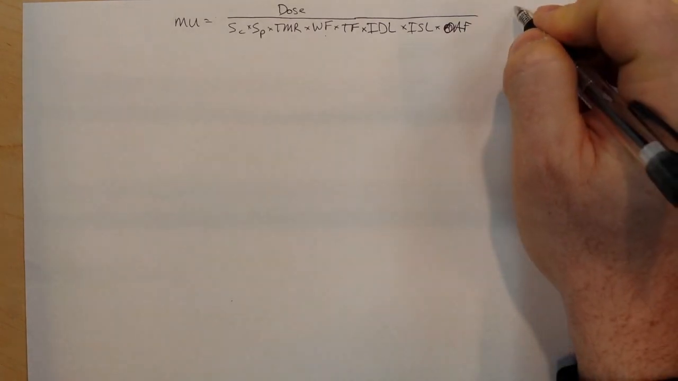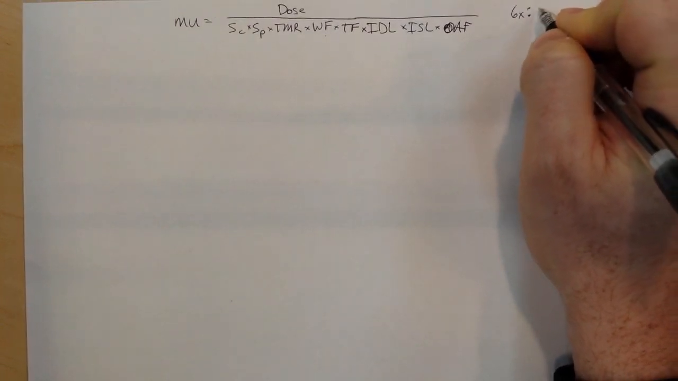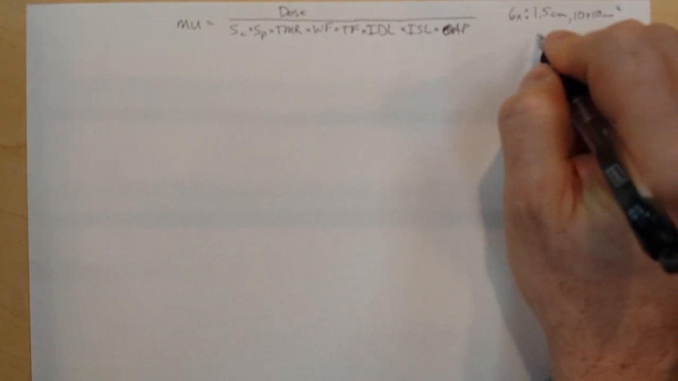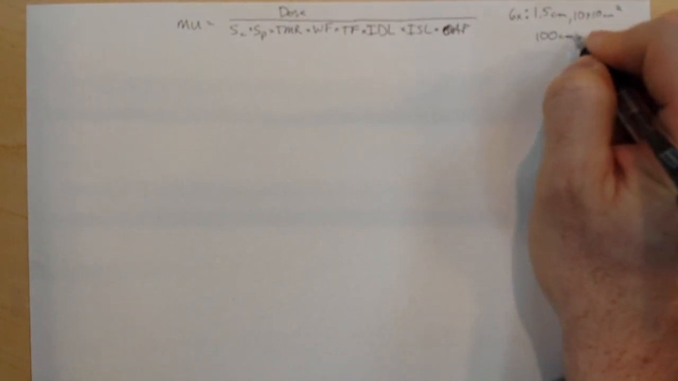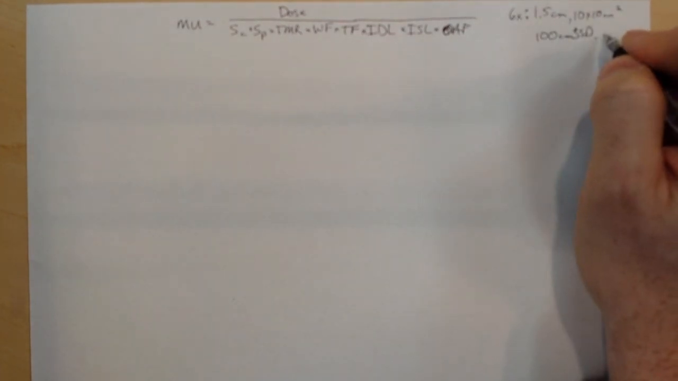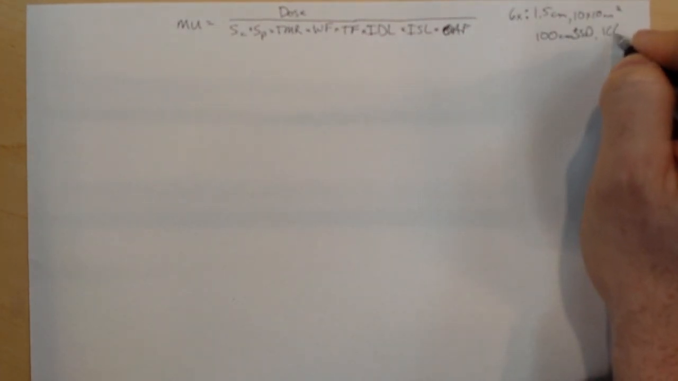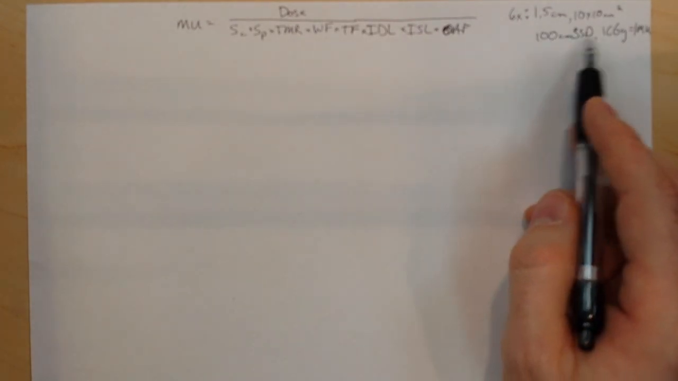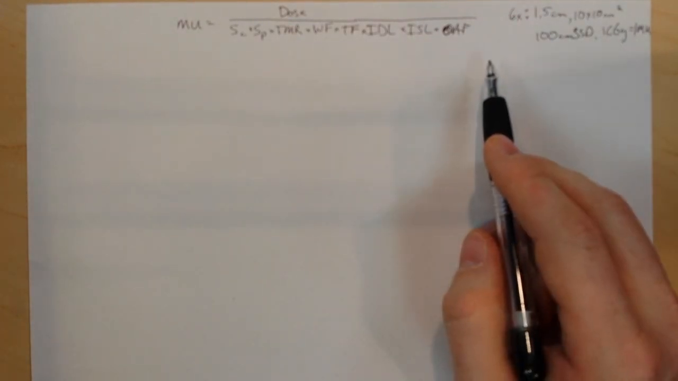Remember, the machines are calibrated for a specific energy at a depth, for a field size, an SSD, to deliver a specified dose per MU. So for 6X at 1.5 centimeter depth, 10 by 10 field size, 100 centimeter SSD, we calibrate the machines to deliver 1 centigray per monitor unit.